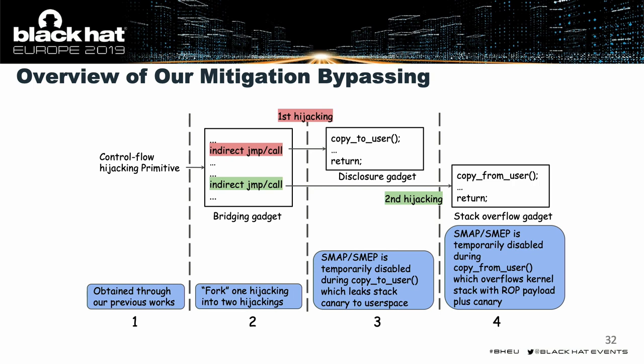We use the first hijacking to direct kernel execution to a disclosure gadget, which begins with invoking the copy_to_user function. As SMAP and SMEP are temporarily disabled during copy_to_user, we can leak the stack canary to user space without triggering any defenses or kernel panic. For the second hijacking, we use it to direct kernel execution to a stack overflow gadget, which begins with invoking the copy_from_user function. SMAP and SMEP are also temporarily disabled during copy_from_user. We copy the ROP payload plus the canary leaked in the first hijacking to the kernel stack. In this way, the return address in the kernel stack is overwritten and return-oriented programming is conducted.